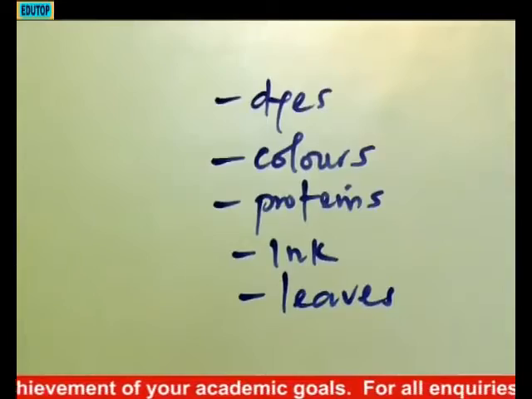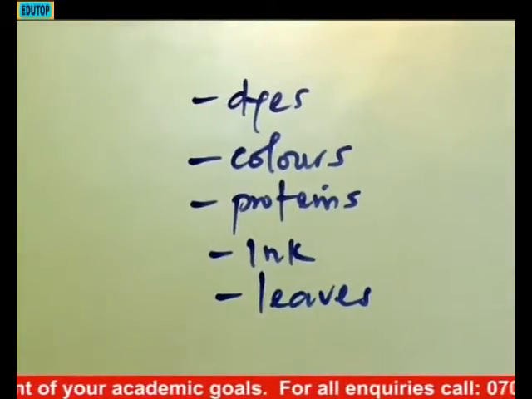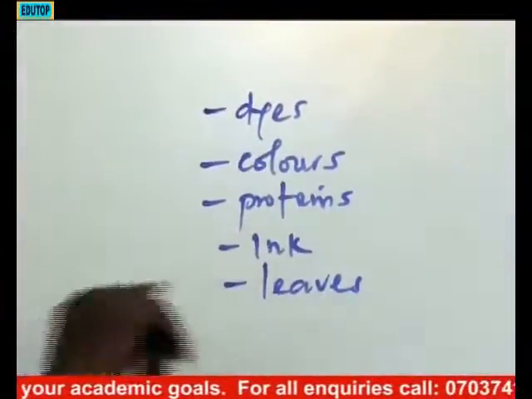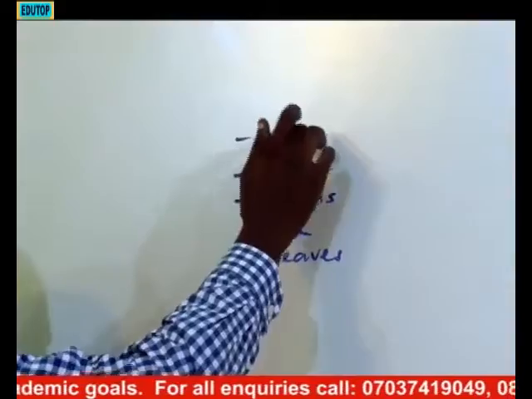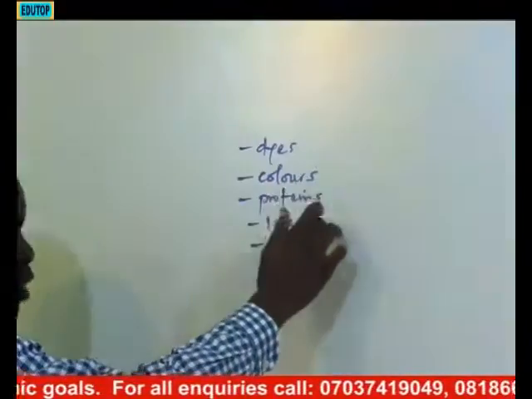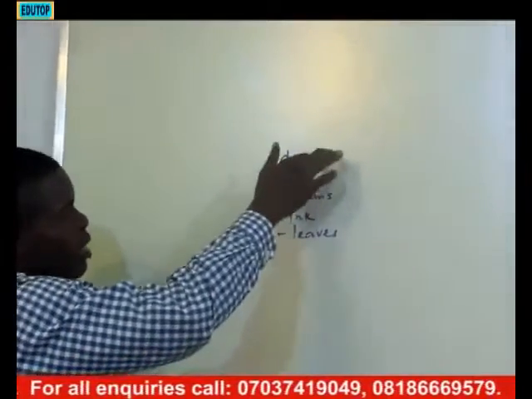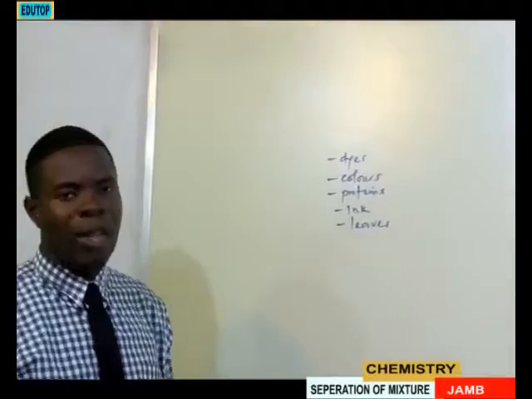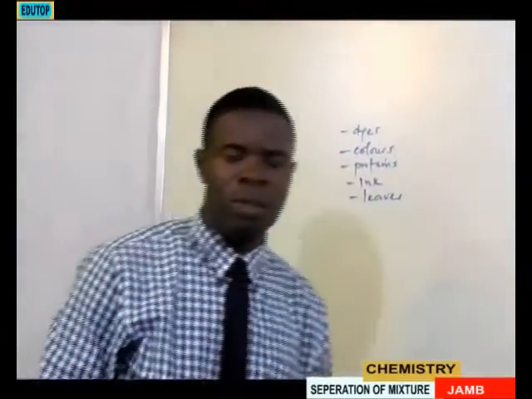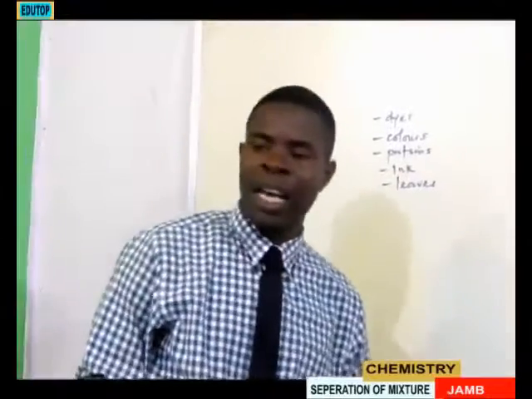So anything that has to do with complex mixtures, especially the ink. So anytime you come across this substance, this substance, this substance, just know that the only way to separate this kind of complex mixture is by employing the chromatographic method. Then let's see some other examples.